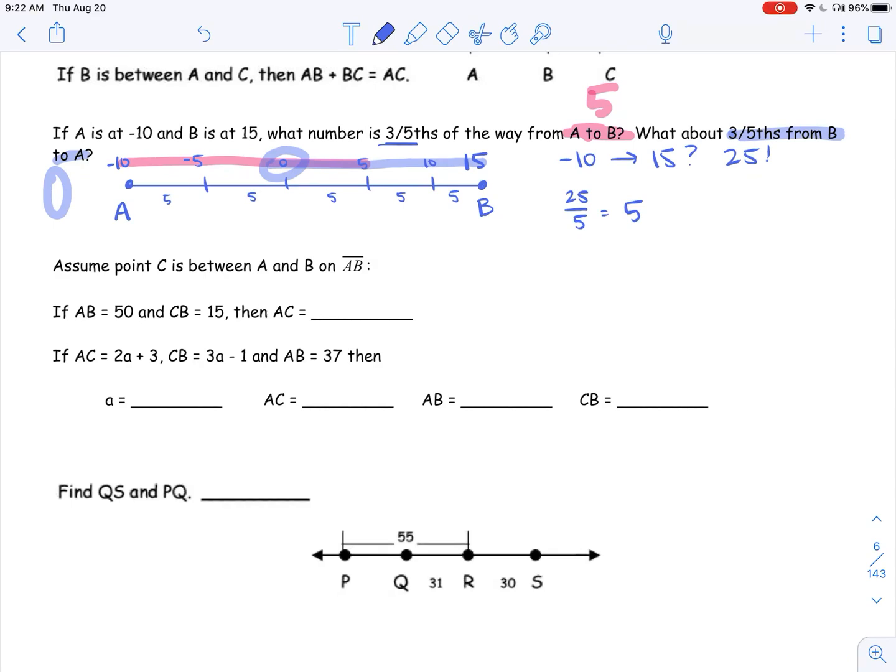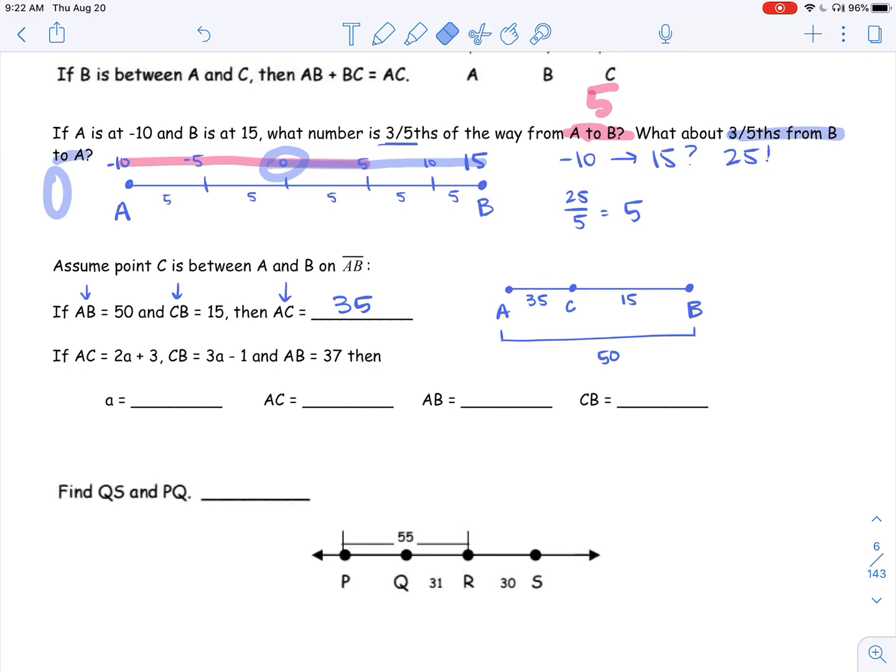So assume point C is between A and B on segment AB. Be careful with the word between. I don't like to draw C perfectly in the middle. And even if I'm wrong on where I draw it, at least my brain doesn't think that it's perfectly in the middle. So if AB has a length of 50 and CB is equal to 15, then all I've got to do is subtract 15 from 50, which would give me 35 for the length of AC. Notice that these do not have bars above them because we are representing actual lengths that have value.